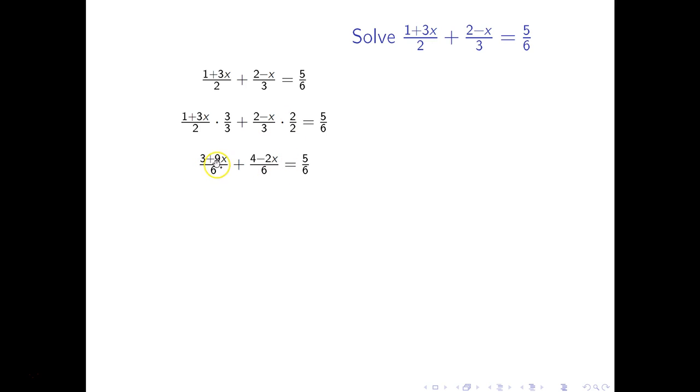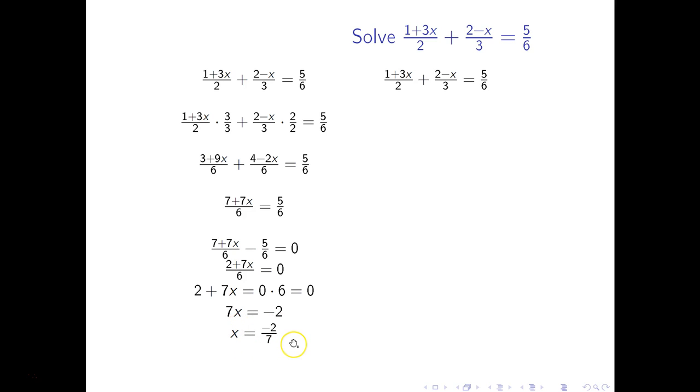I now have a common denominator, so I can now add them. And notice I get 4 plus 3 is 7, and 9x minus 2x is 7x. So I have this, and now I can subtract the 5x over, and if you subtract 5, 7 minus 5 is 2, so you have 2x. Now I can multiply both sides by 6, because multiplying by 6 is the opposite of dividing by 6. So I have 2x plus 7 equals 0 times 6, but that's just 0, so I can subtract 7, and we end up with x equals this.